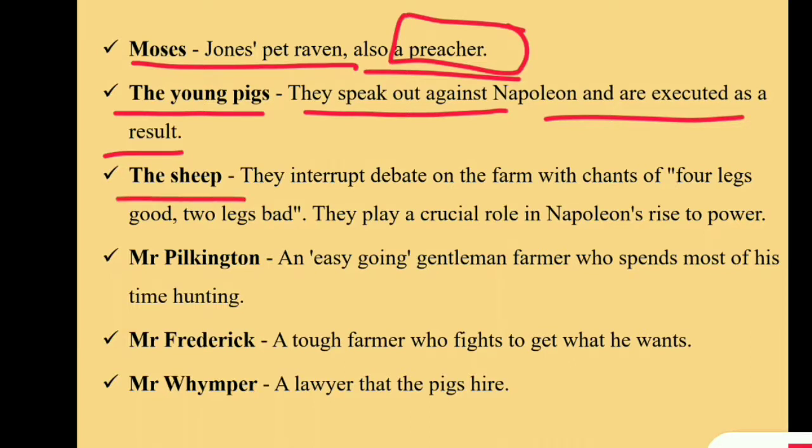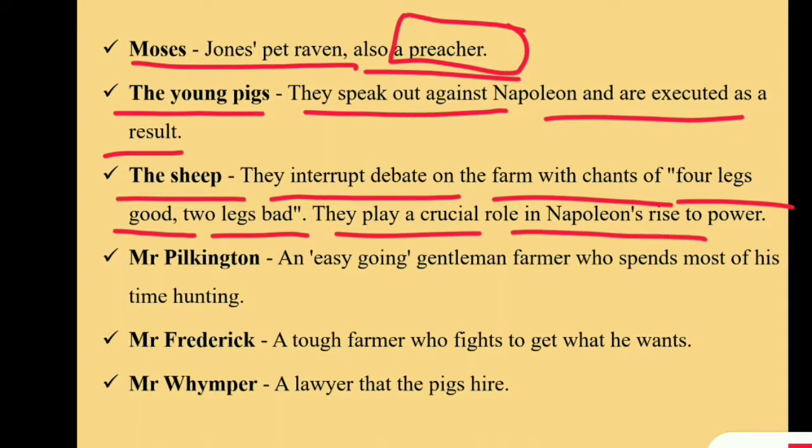The sheep interrupt debate on the farm with chants of "four legs good, two legs bad." In the story we see the sheep shout "four legs good," that means animals are good and two legs are bad, that is, human beings are bad. They play a crucial role in Napoleon's rise to power. If you go through history, Napoleon was made by common people because he was a very good orator. When he got the support of common people, then he became a leader. The same thing is being shown out here.